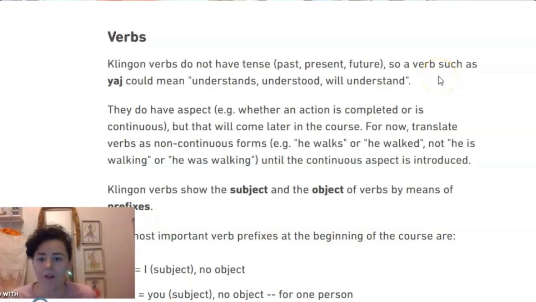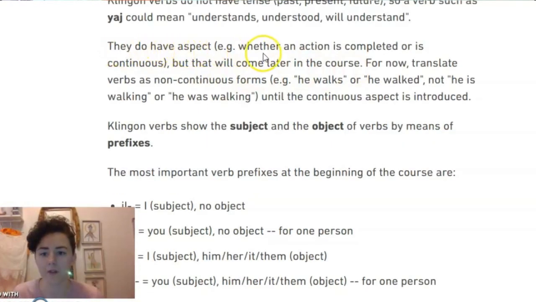Klingon verbs do not have tense: past, present, or future. And we may be like, whoa, but how do you understand things? That will be very similar to the example about romance languages. They do have aspect, whether an action is completed or continuous, but that will come later in the course. For now, translate verbs as non-continuous forms: he walks, or he walked, not he is walking, or he was walking. So pretty much that just means take out tense, and imagine that he is doing something, like right now, until the continuous aspect is introduced.